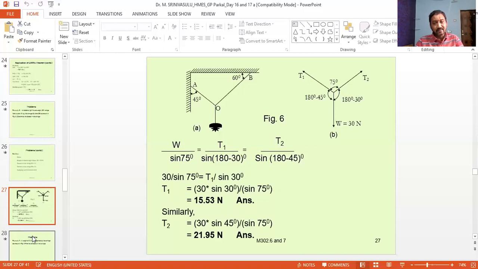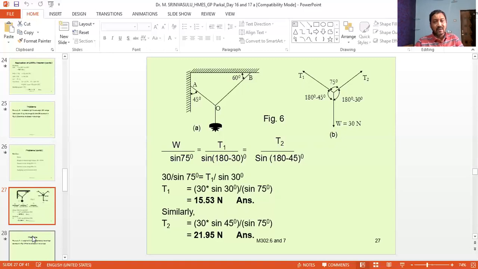So here the two angles are 45 and 60. So the sum is equal to 105 degrees. Therefore the third angle is equal to 180 minus 105. So that is equal to 75 degrees. So now the angle between the forces OA and OB will become 75 degrees. And that is one angle we have found.